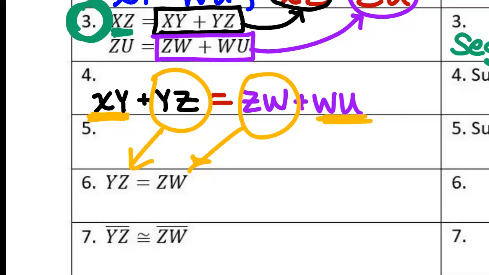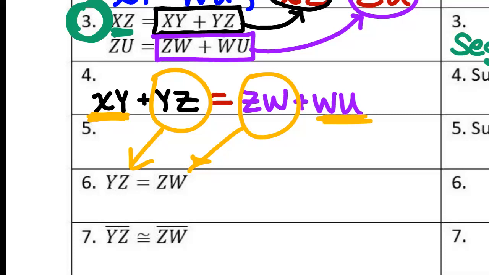Well, how would I get rid of things? Subtraction is how I get rid of things. But am I allowed to subtract different things from both sides? No. If I'm going to subtract something from one side, I have to subtract the exact same thing from the other side. Are the letters XY exactly the same as WU? No. Well, if I'm going to take it away, it has to be identical.